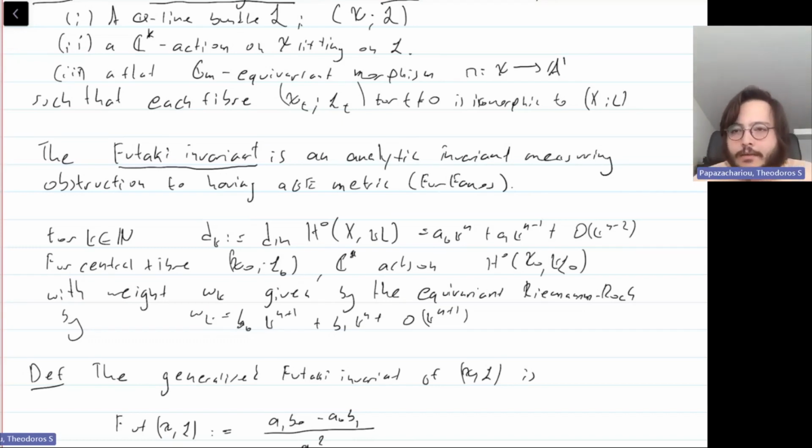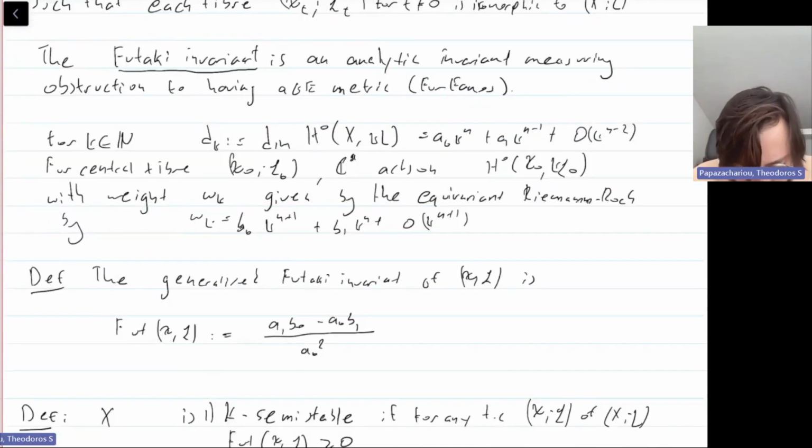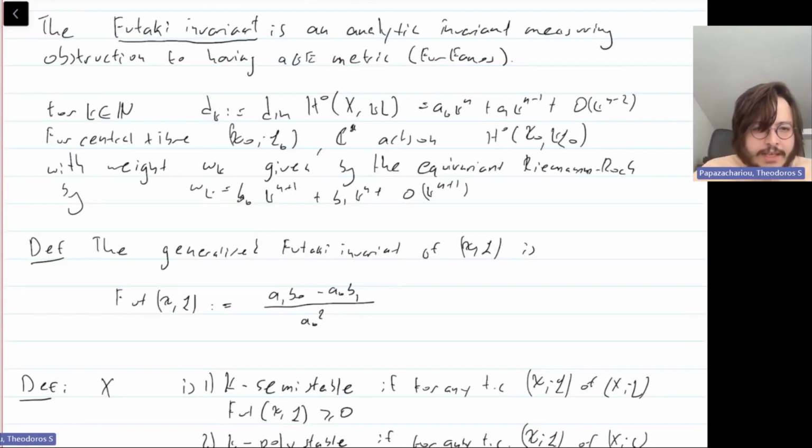In the case of Fano varieties, one way to think of this is an analytic invariant which measures the obstruction to having a Kähler-Einstein metric. In more generality, it can be an obstruction to having different types of metrics, which I'll mention in a little bit. So the next part is a little bit technical, but not so difficult to understand.